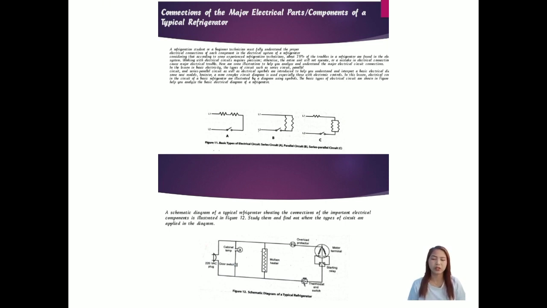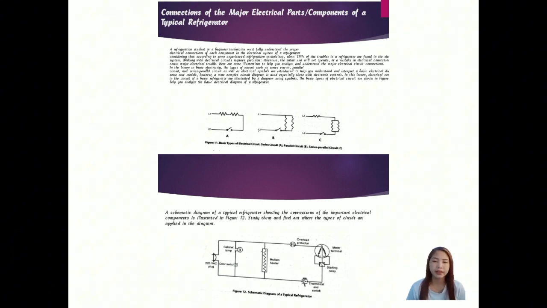So these are parts of the connections of major electrical parts. The series circuit is letter A, and the parallel circuit is letter B. For the schematic diagram, it is a refrigerator also showing the connection of the important electrical components, illustrated in figure 12. For the schematic, there are also different types again.